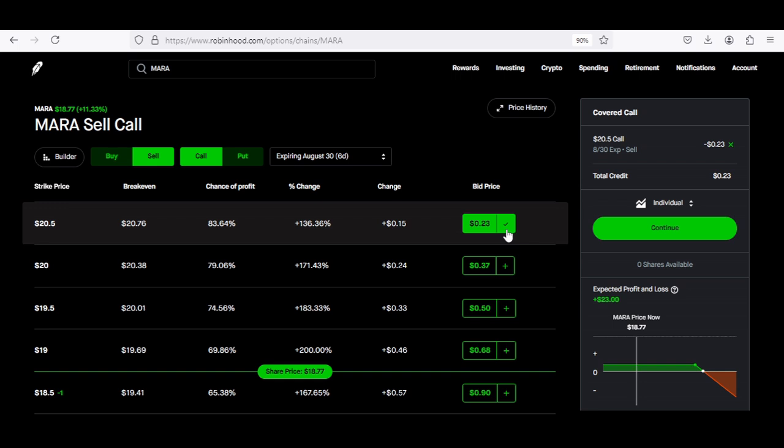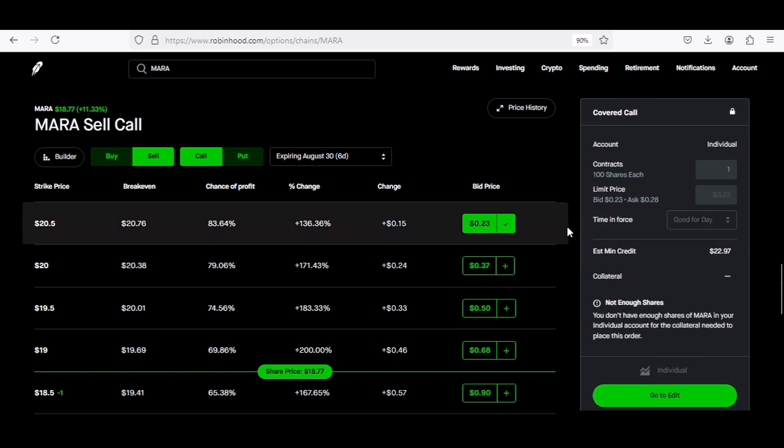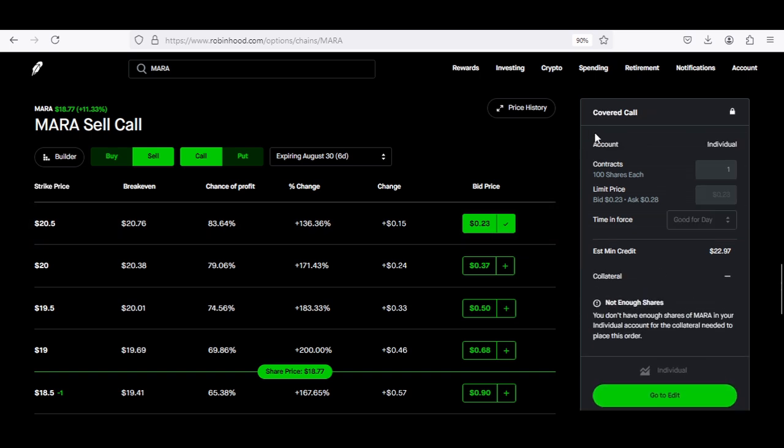As you well know, each option contract is multiplied by 100 shares. Let's go ahead, hit continue, and we're going to choose the amount of contracts, which is going to be 1, and hit review. Now, this option strategy is known as the covered call, and in order to do it, you must own 100 shares of any stock.